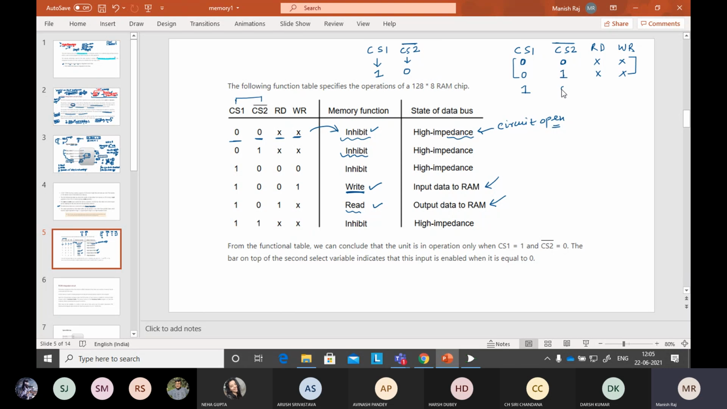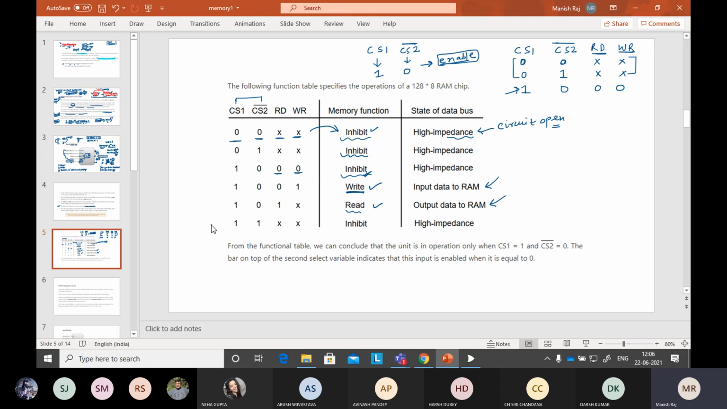If you are taking 1 and 0 here, that is the enabling condition of the chip. Only in this condition will you check what is the read and what is the write. Now I am taking 0 and 0 here. 0 0 means you are not doing read and you are not doing write. You are only selecting the chip, but you are not doing the read and not doing the write. So this is also an inhibit condition. If RD and WR are both 0, you are again in the inhibit condition, you are not doing anything with the chip.